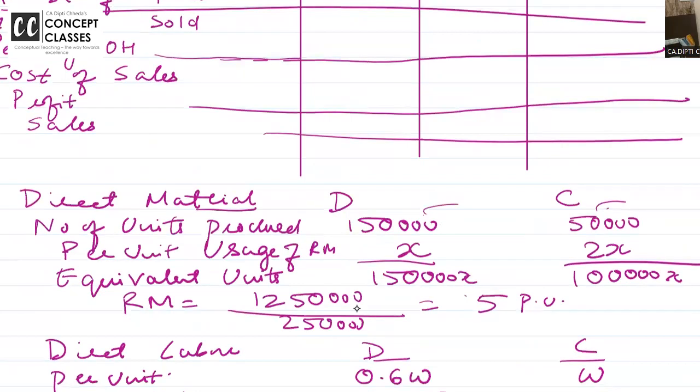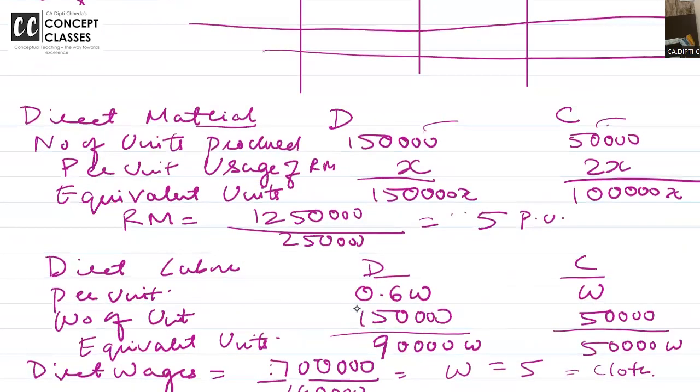So for that wages. Same way, this is like 5 per unit is x, but for cloth it is 2x. So cloth ke liye per unit raw material kitna hoga? 5 into 2, 10 per unit. Please add on this. Take your time. 10 minute aur lage, no problem.